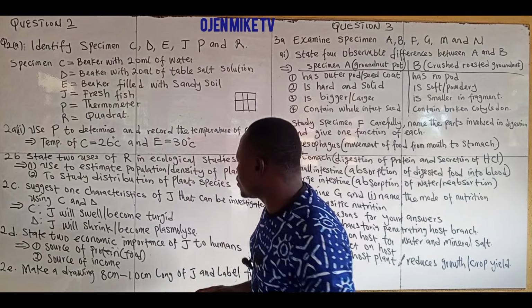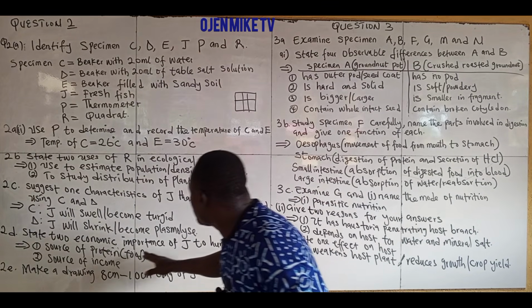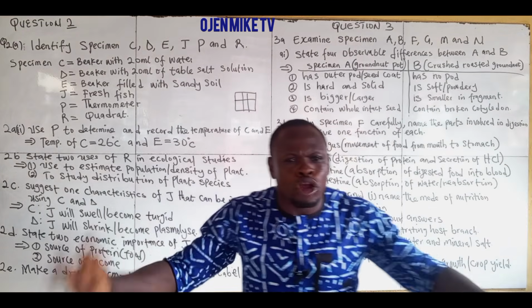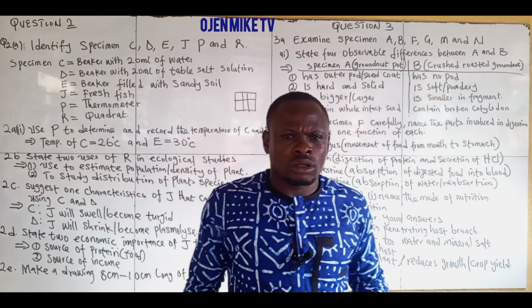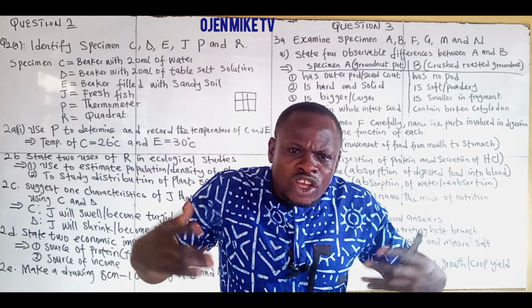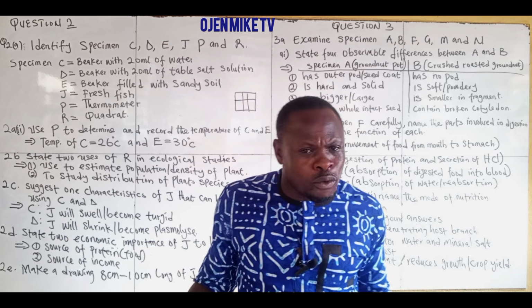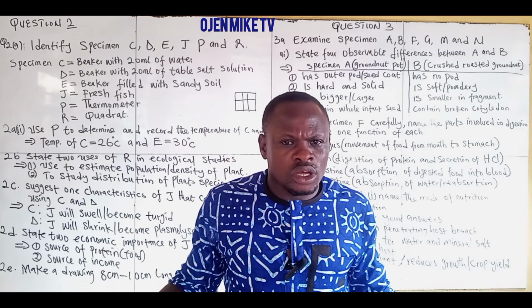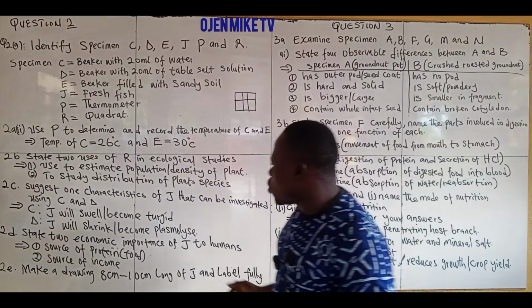The next one is state 2 economic importance of J to human. What are the economic importance of fish? One, source of income. People who go into fishing, you do what? They harvest it and come and sell for money. Two, source of protein. That is source of food. Do you get that? Now the next one.